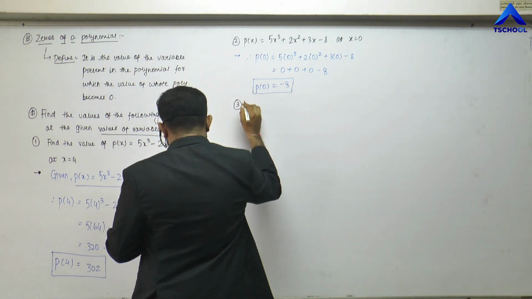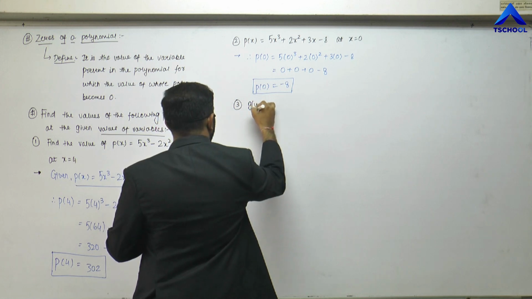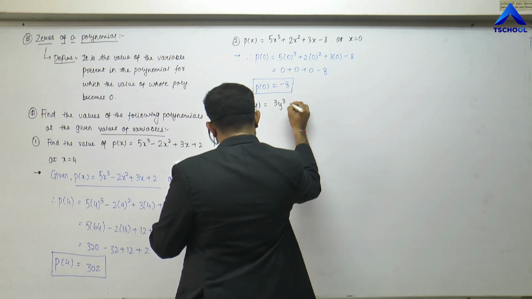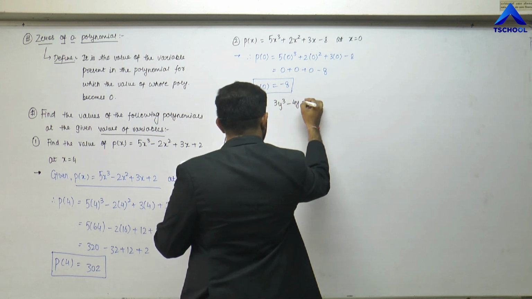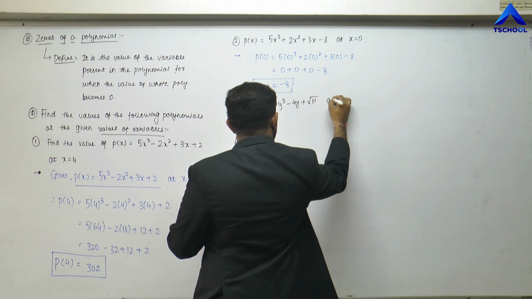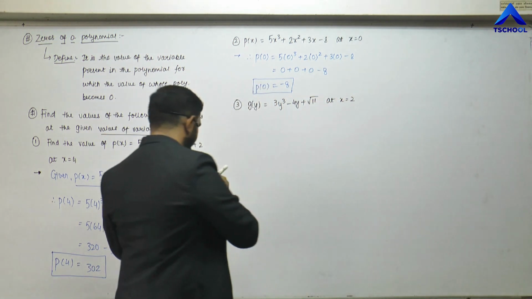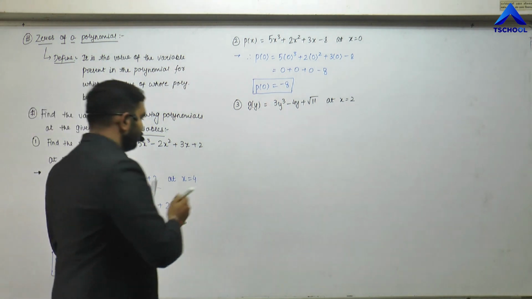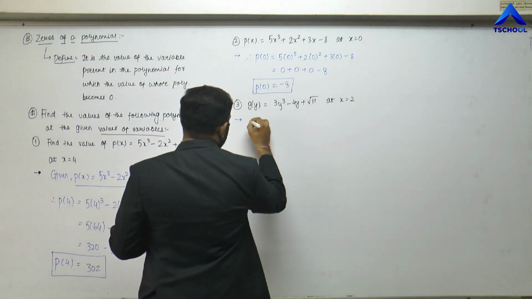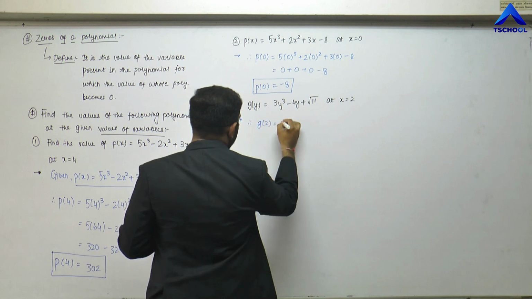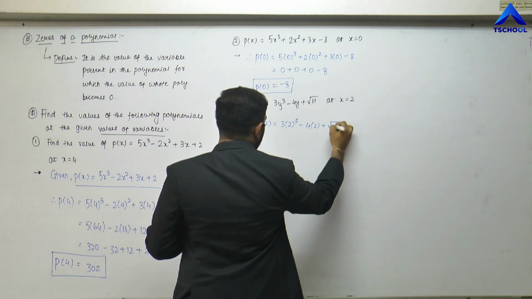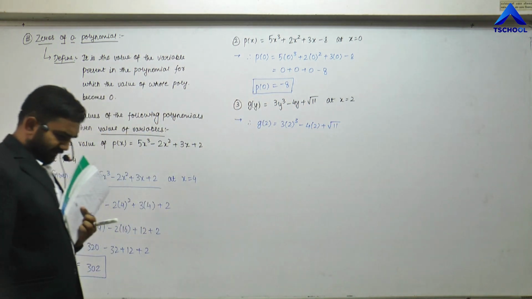The third one, that is g of y is equal to 3y cube minus 4y plus root 11 at x equals 2. Right? We have this question, g of y equals 3y cube minus 4y plus root 11 at x equals 2. So let us find the value of this. Therefore, g of 2 is equal to 3 into 2 cube minus 4 into 2 plus root 11.